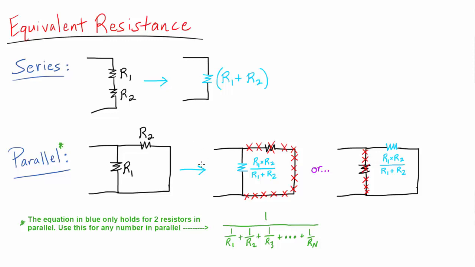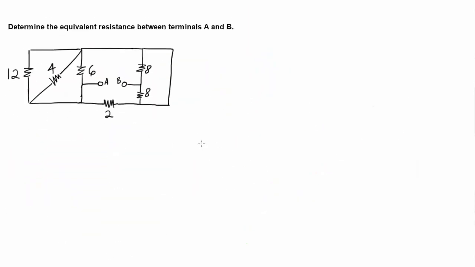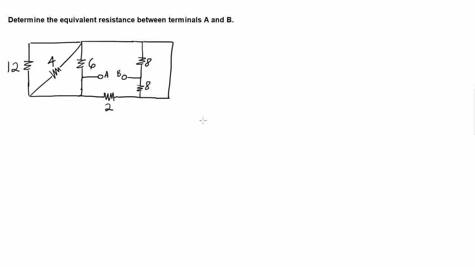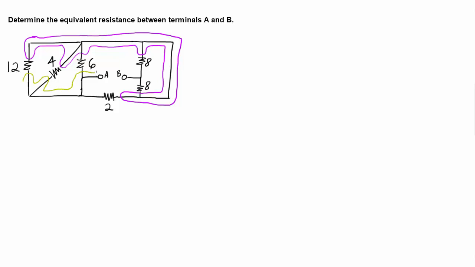Alright, second example. We want the equivalent resistance in between terminals A and B. So again, the first step is to look at the nodes in this problem. So here's going to be our first node. Here is our second node. Here is our third node.